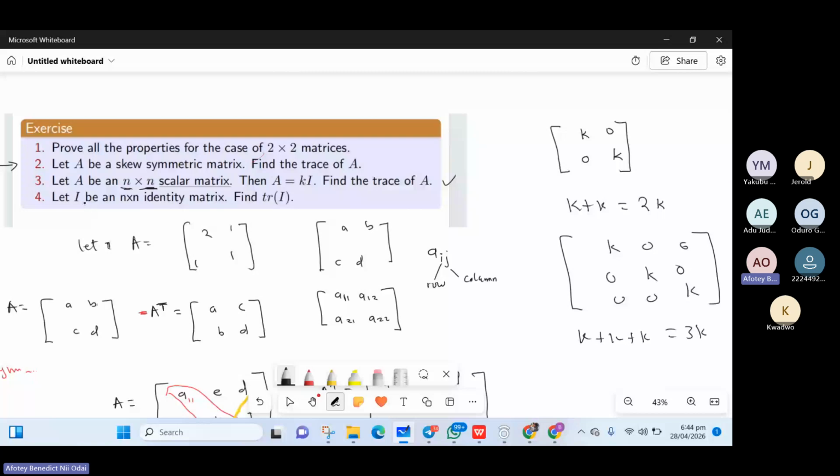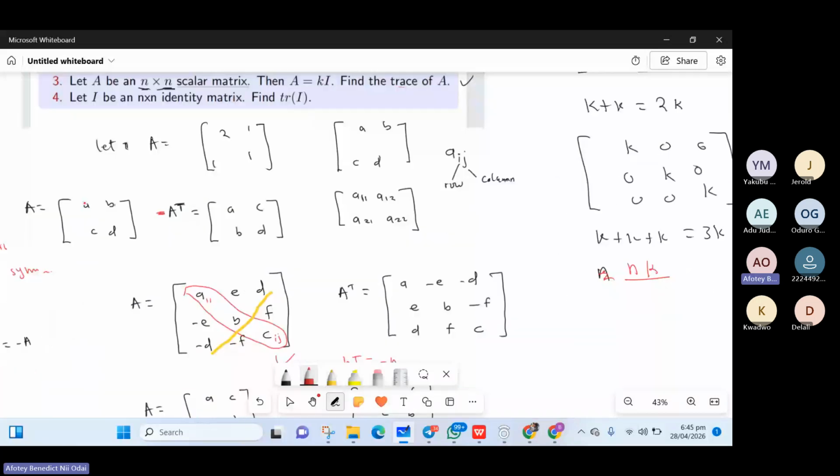So the trace of A is equal to n, which represents the size of the scalar matrix, times the scalar constant K. That is how we find the trace of this matrix.